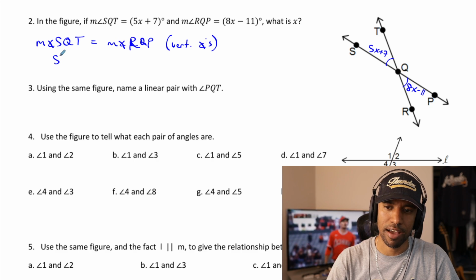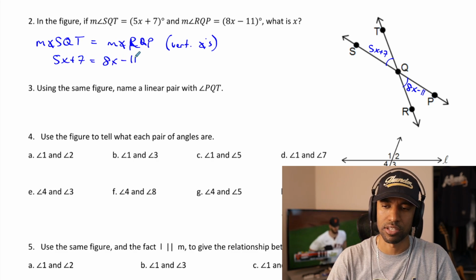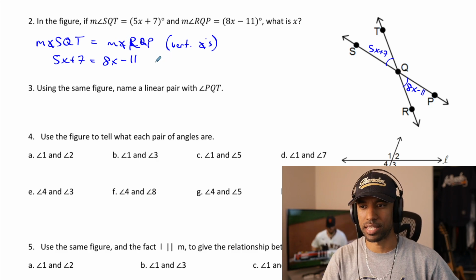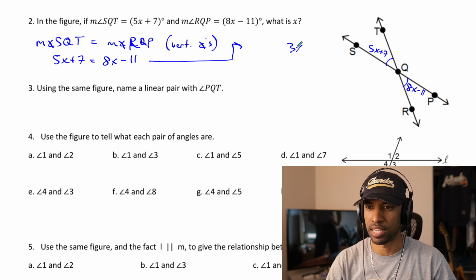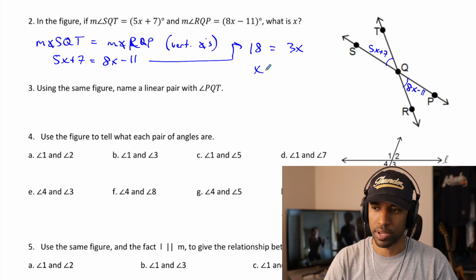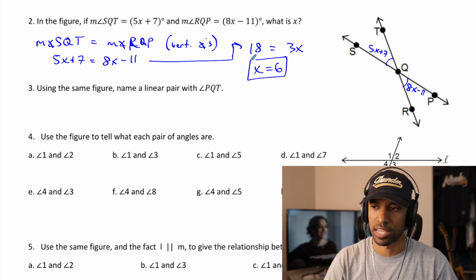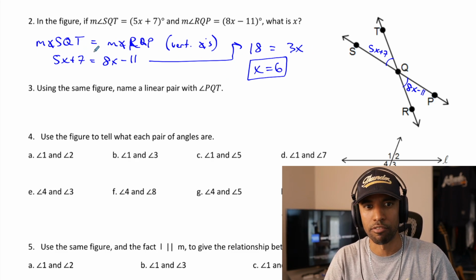So I'm going to set 5x plus 7 equal to 8x minus 11. And then the rest is algebra, guys. If I subtract 5x from both sides, I get 3x. If I add 11 to both sides, I get 18. Then divide both sides by 3, I get x equals 6. That is the value of x, because of the nature of them being vertical angles.